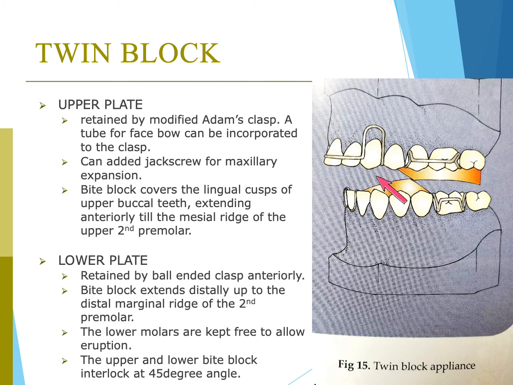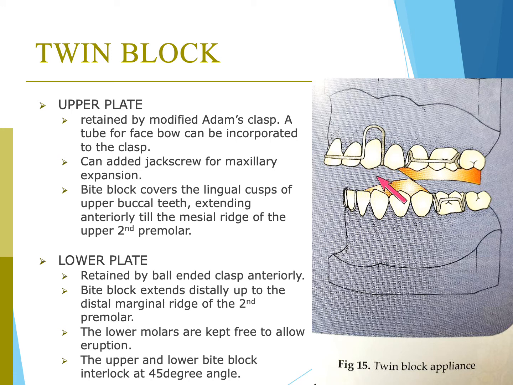So how do we design the twin block? The twin block consists of an upper plate and a lower plate. These two plates must be used together so that they can produce a definitive action. That's why we call it twin, because it will only affect the dentition when they are used together. So what do we have in the upper plate?